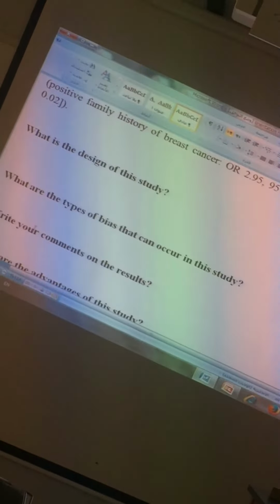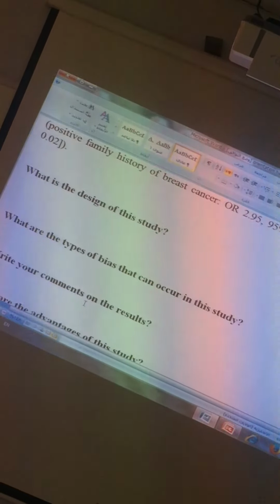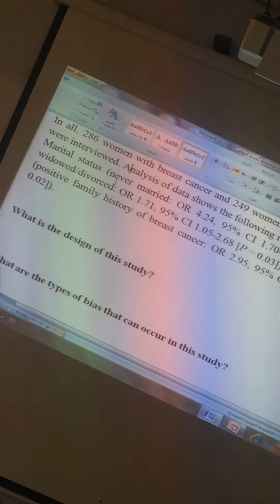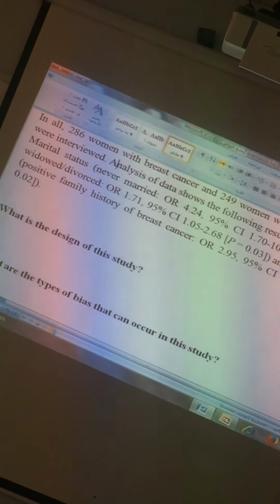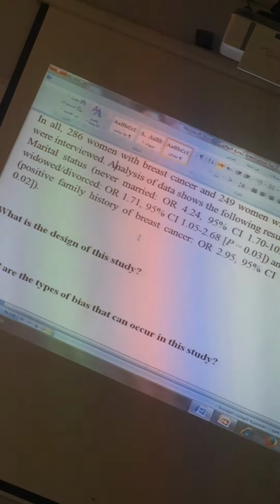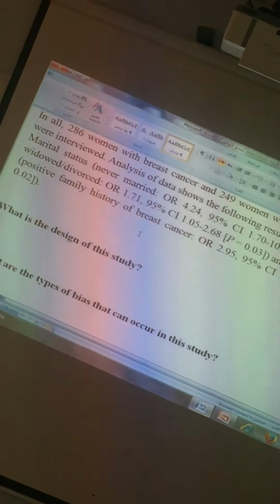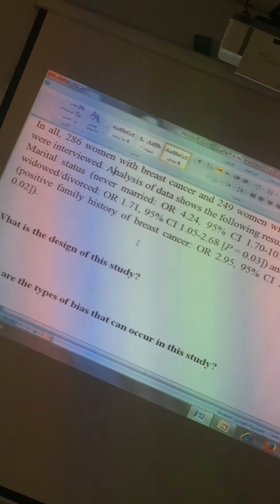Any calculation? Write comments on your results. Now you have the results. How will you comment on this? Like what we said now, about those ratios. You will say that those women who are not married, who are widowed or divorced, and who have a family history of breast cancer have a higher risk of developing cancer. So finish that comment, because you see the odds ratio is more and more all the time. So is it difficult? No.